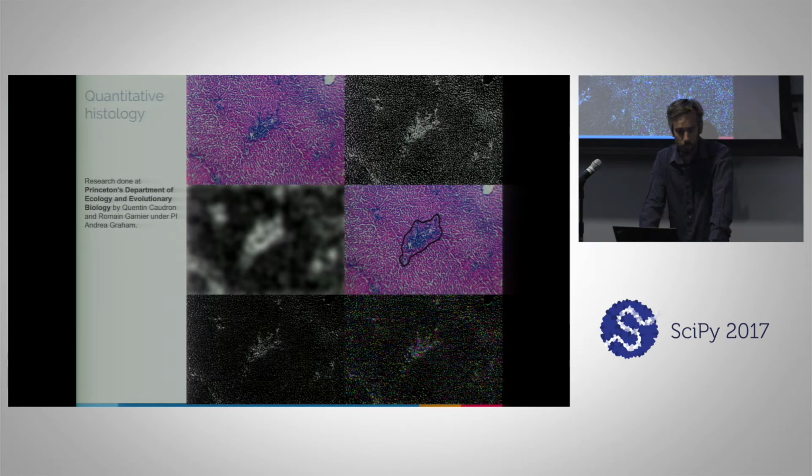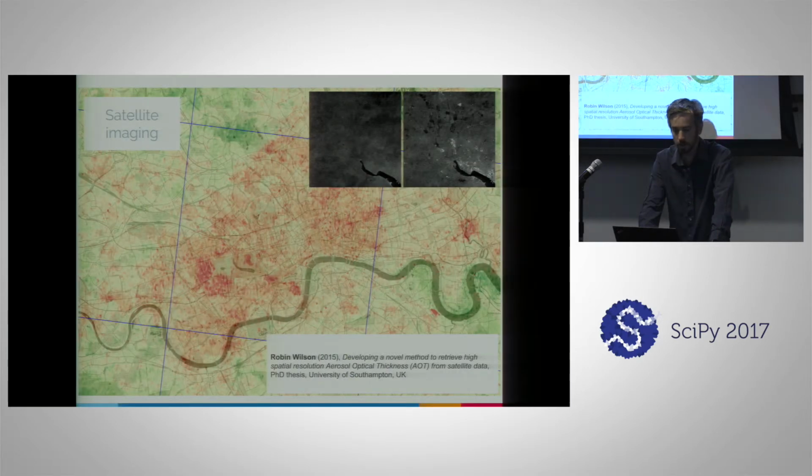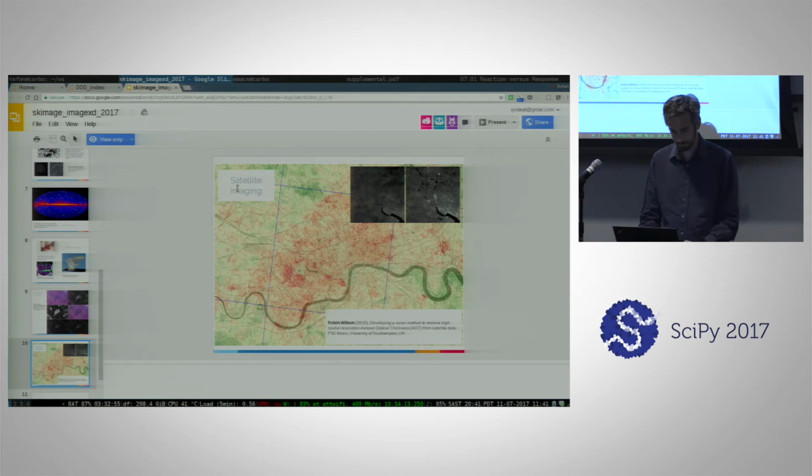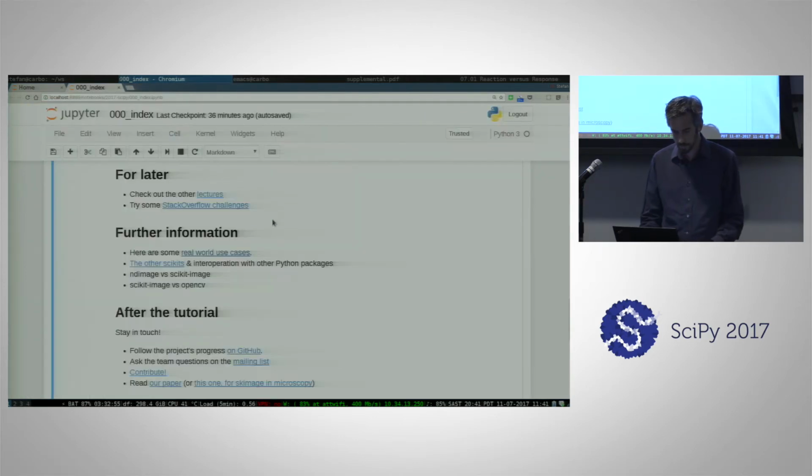Here's an example from quantitative histology at Princeton. And finally, Robin Wilson submitted the satellite imaging example. So just to give you a feel for the wide variety of fields in which scikit-image is applicable. All right, so let's get into it. Let's fire up the first notebook.